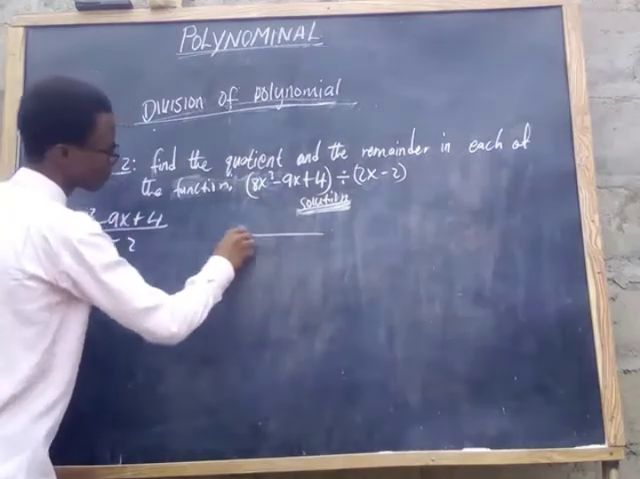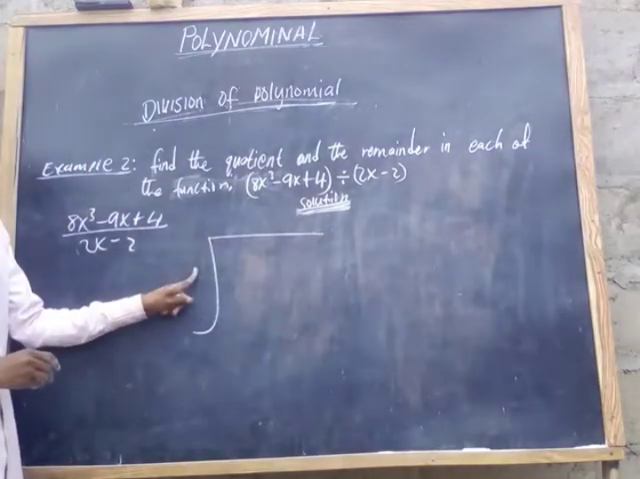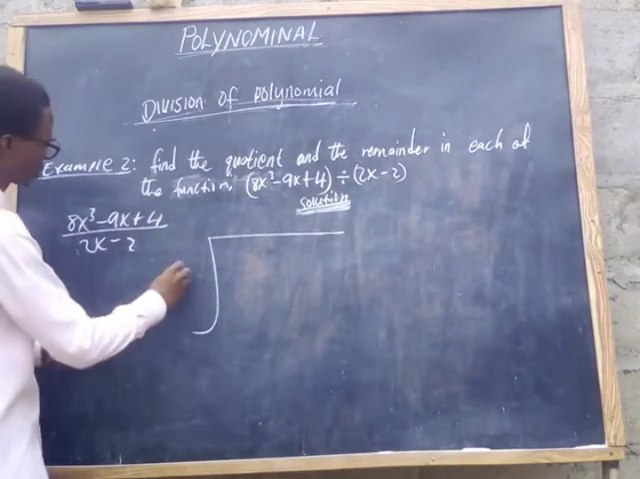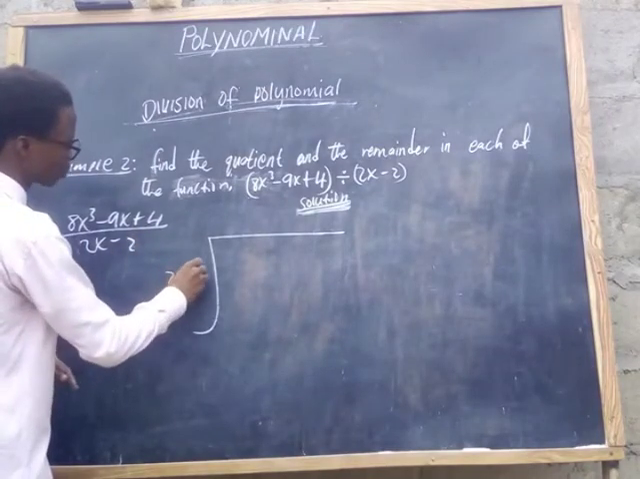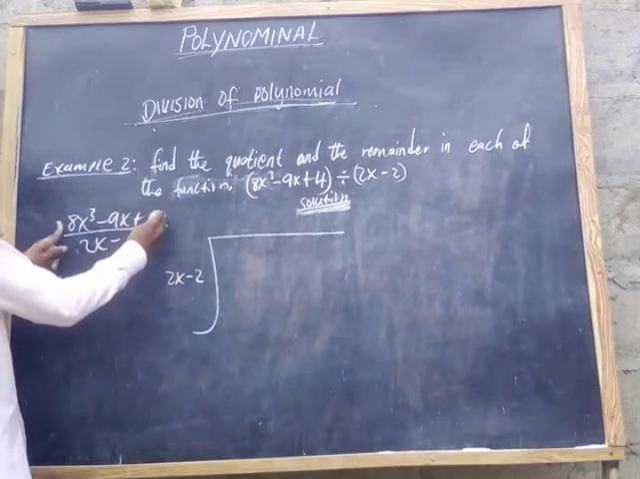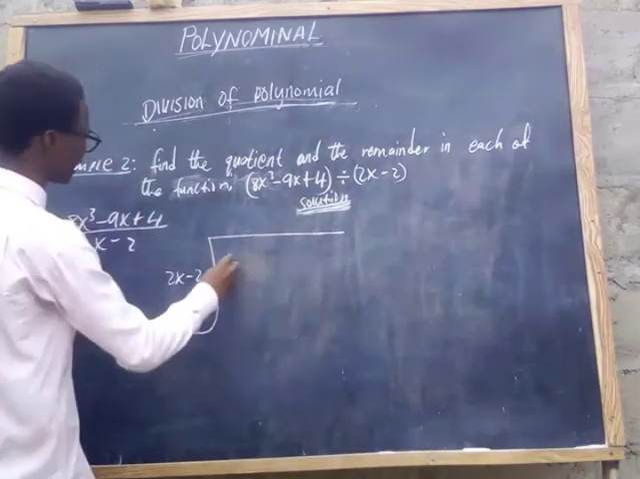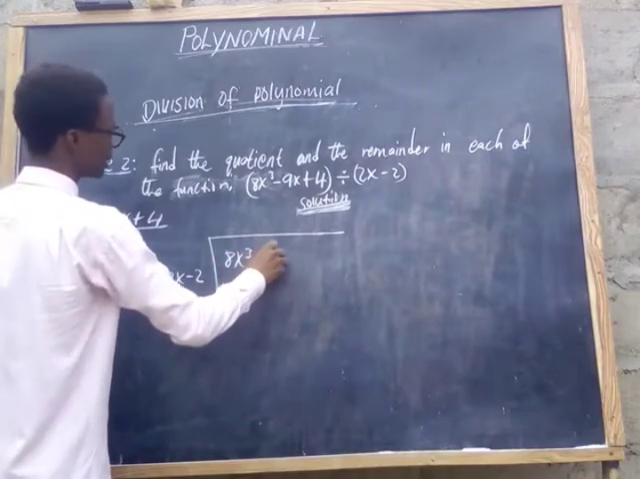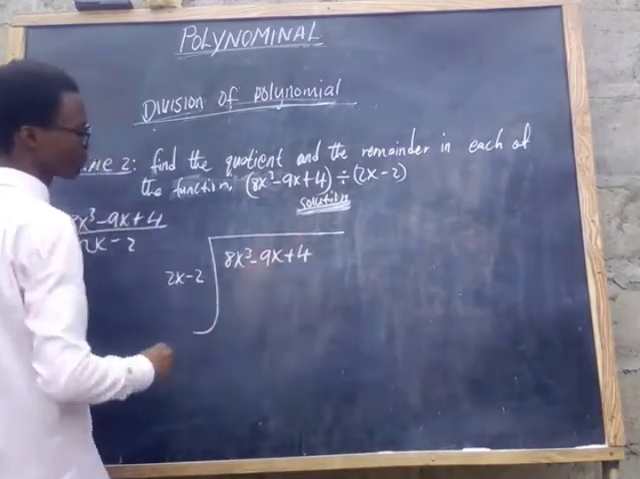Now, it's the same thing that we are going to do. The denominator, you put it outside. You say 2x minus 2. And the numerator, you put it inside. So say 8x cubed minus 9x plus 4.